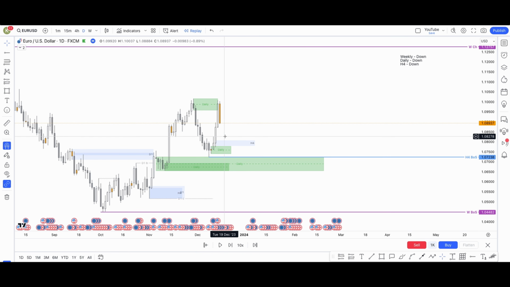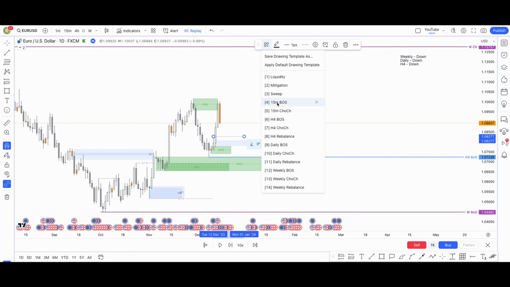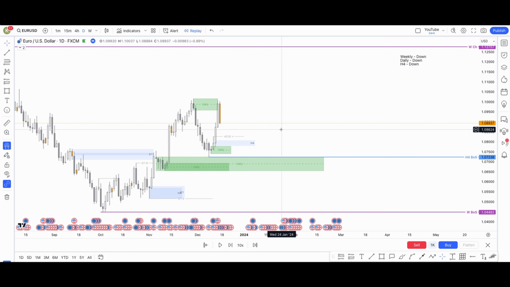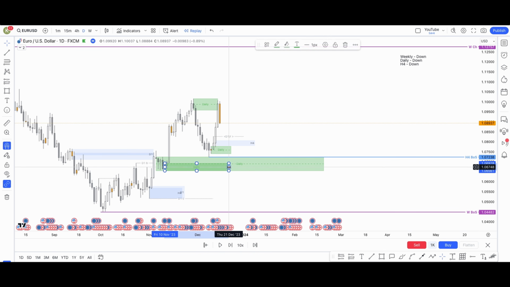Anything of interest on the way down? Probably that. So not quite anything, it's just a rebalance, but we'll mark that on. So daily rebalance, and we've just tapped one as well. So this area will be of interest, probably on an H4, and nothing else yet until we get a break of this. This is still good for the daily.